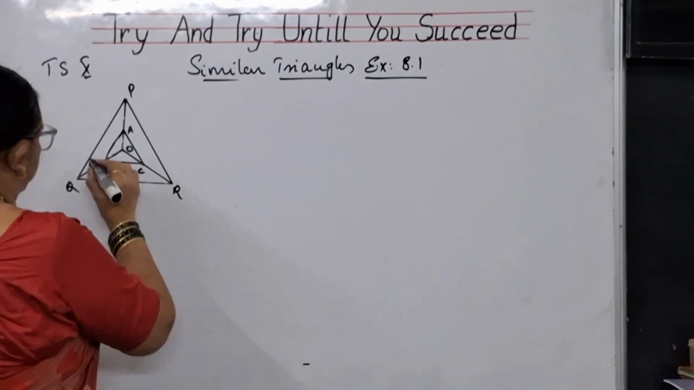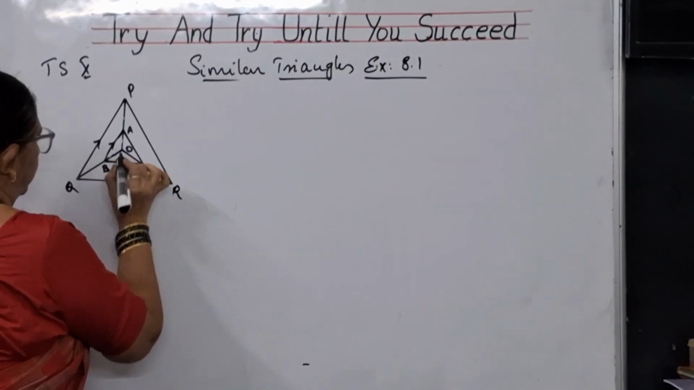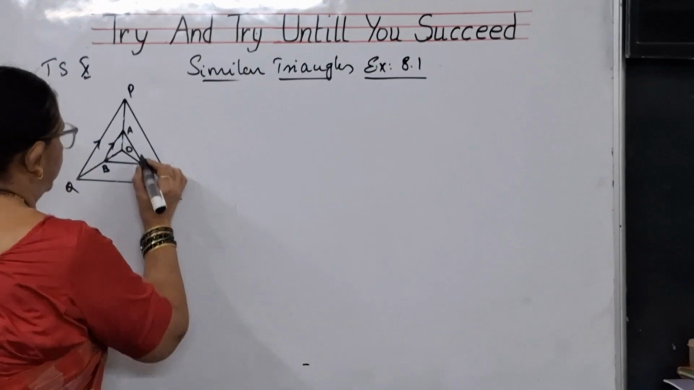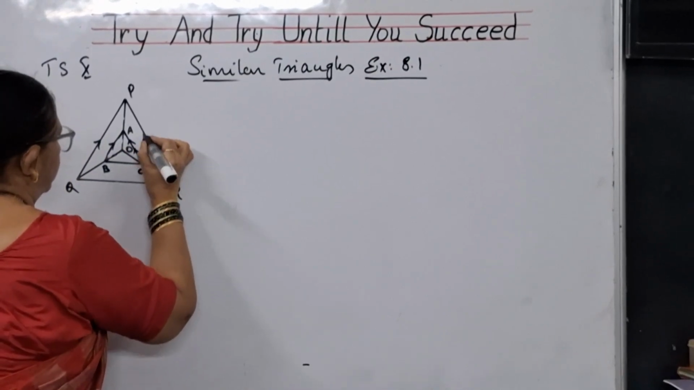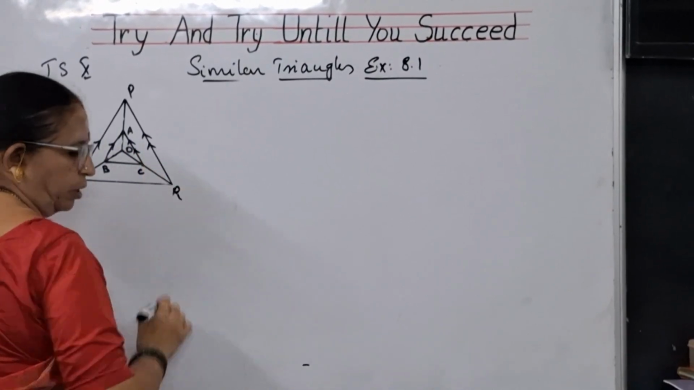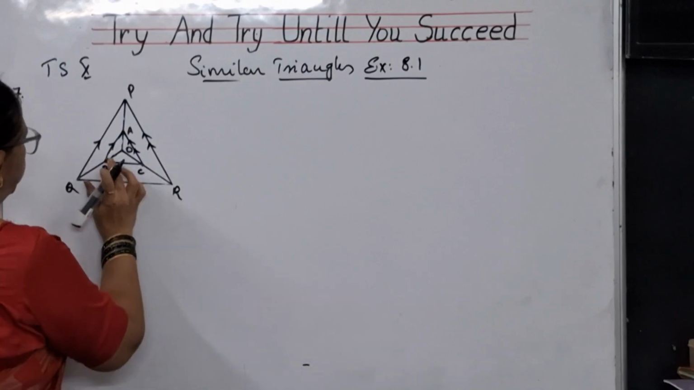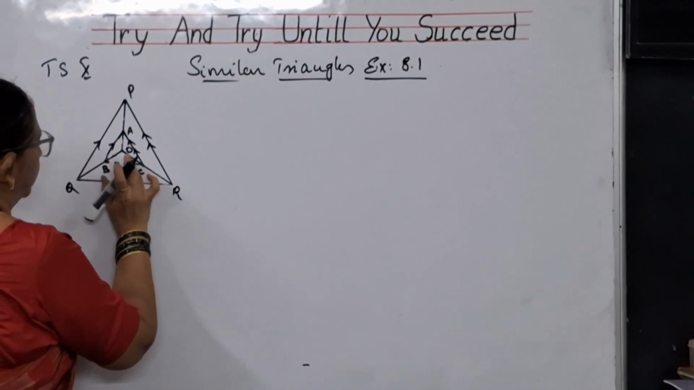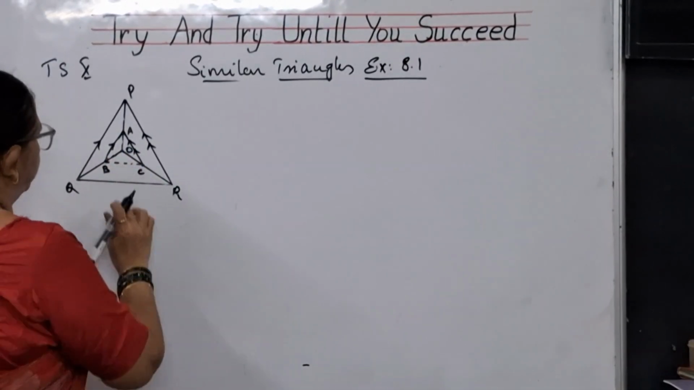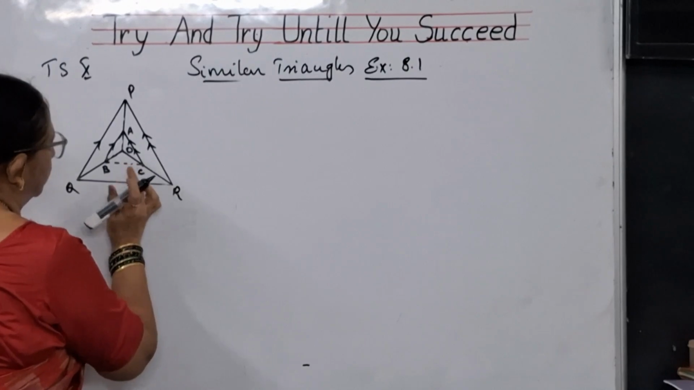Now arrow mark means these two are parallel and these two are parallel. And BC is in broken line. Okay. BC is in broken line.